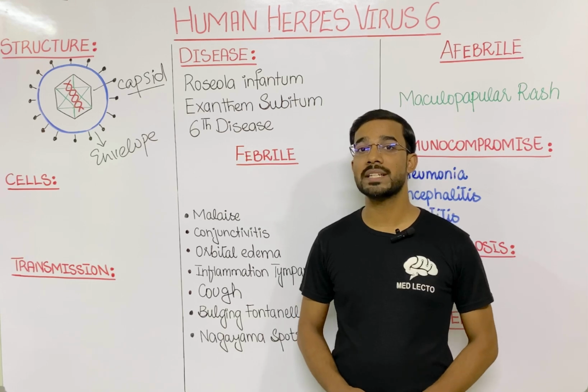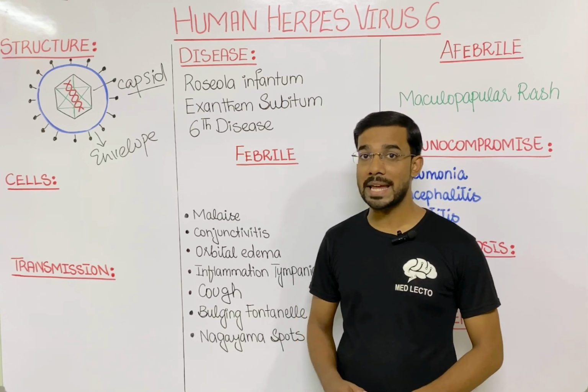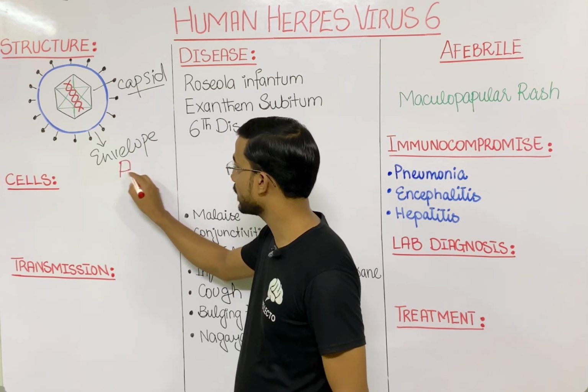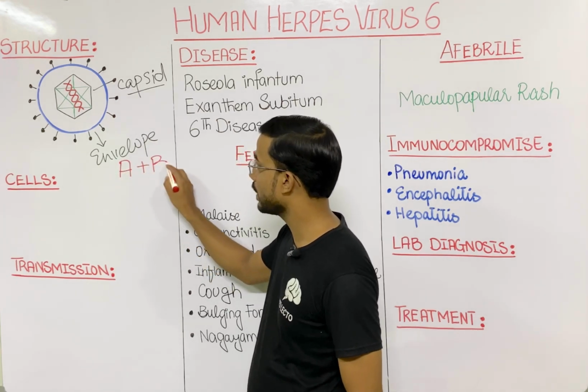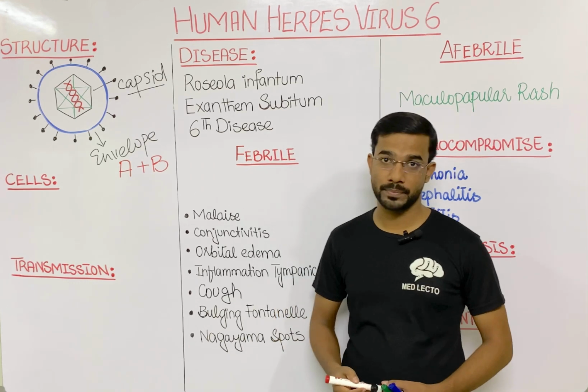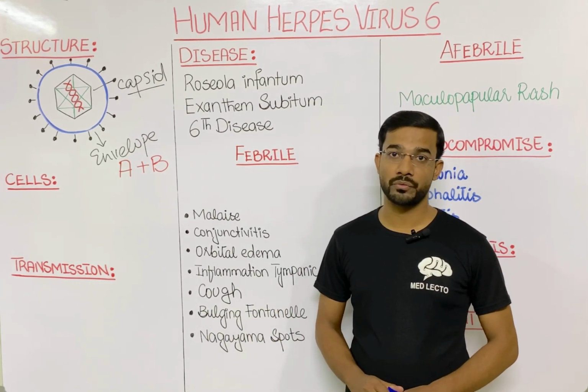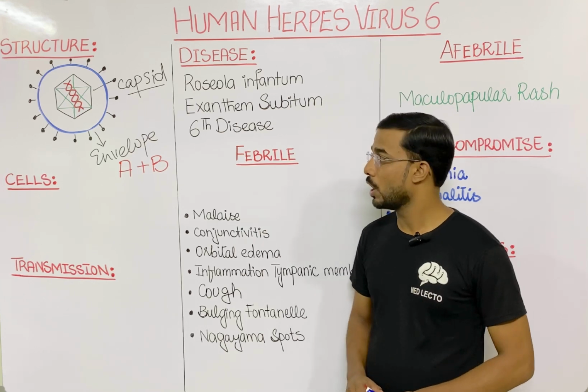Human herpes virus 6 has two variants, A and B. So it has two variants, human herpes virus 6A and human herpes virus 6B. But the B variant is the most common cause of Roseola Infantum.